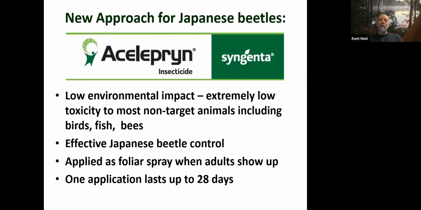But I wanted to point out Acelepryn is a relatively newer insecticide with a lower environmental impact. It has extremely low toxicity to off-target animals like birds, fish, and bees, and is very effective on Japanese beetle when you apply it as a foliar spray. You get a long residual, so you don't have to keep hitting it over and over. One spray will take care of you for 28 days on lindens and anything else like that. What it does is paralyze the chewing muscles of the Japanese beetle so they can't feed. So it's not something that bees are going to pick up on or be affected by. Products like this are really a breakthrough for what we're up to, using IPM-friendly things.